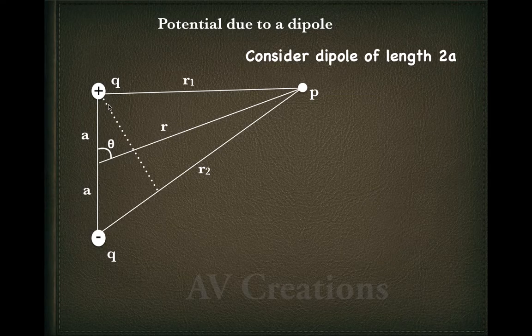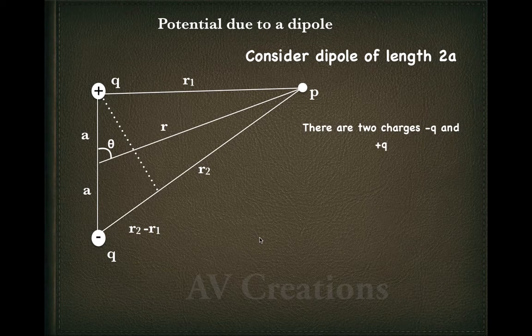We are drawing a perpendicular from the line R2 to the charge q. The total length is R2 and this small length is R1. So this length will be approximately equal to R2 minus R1, because the entire length is R2 and this small length is R1, so it will be R2 minus R1.